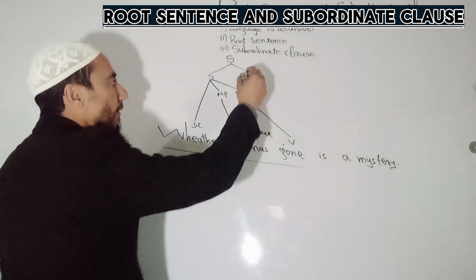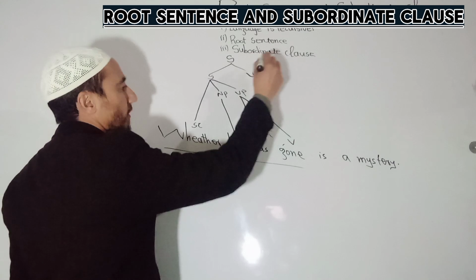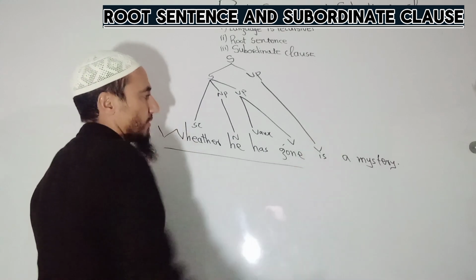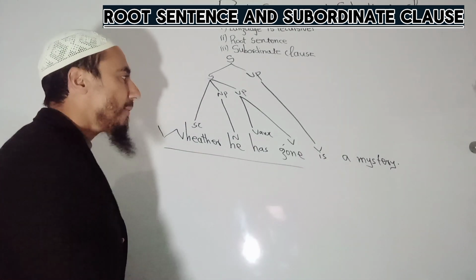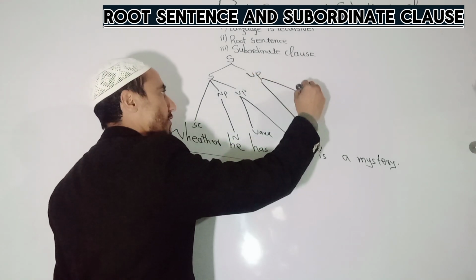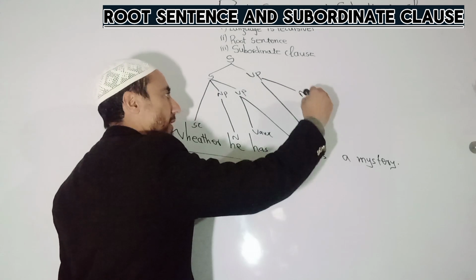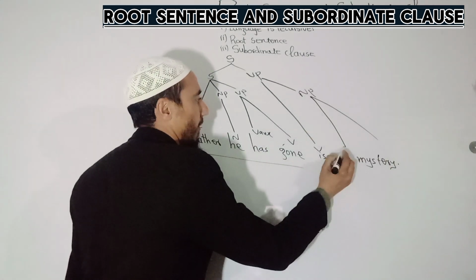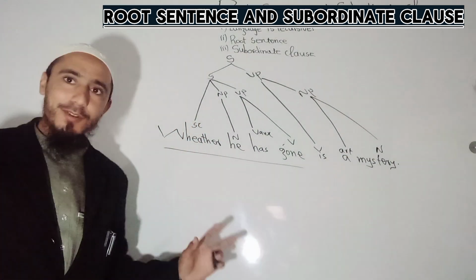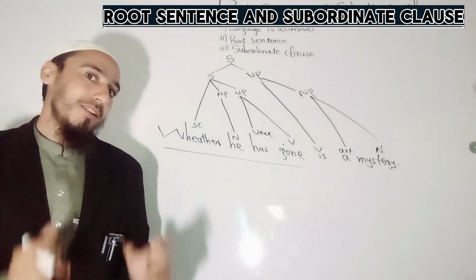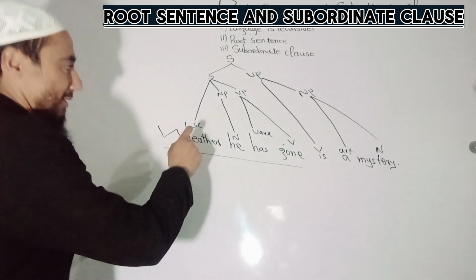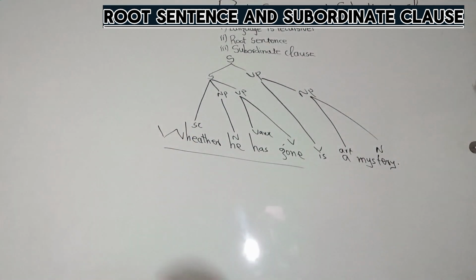Okay, now we are taking VP. In VP we have a linking verb and "a mystery," that is NP. So from VP we are taking another string, that is NP. And in NP we have an article and N. So listeners and audience, as I told you, we have a subordinate clause directly under a sentence or S. So this is one example for clarification.